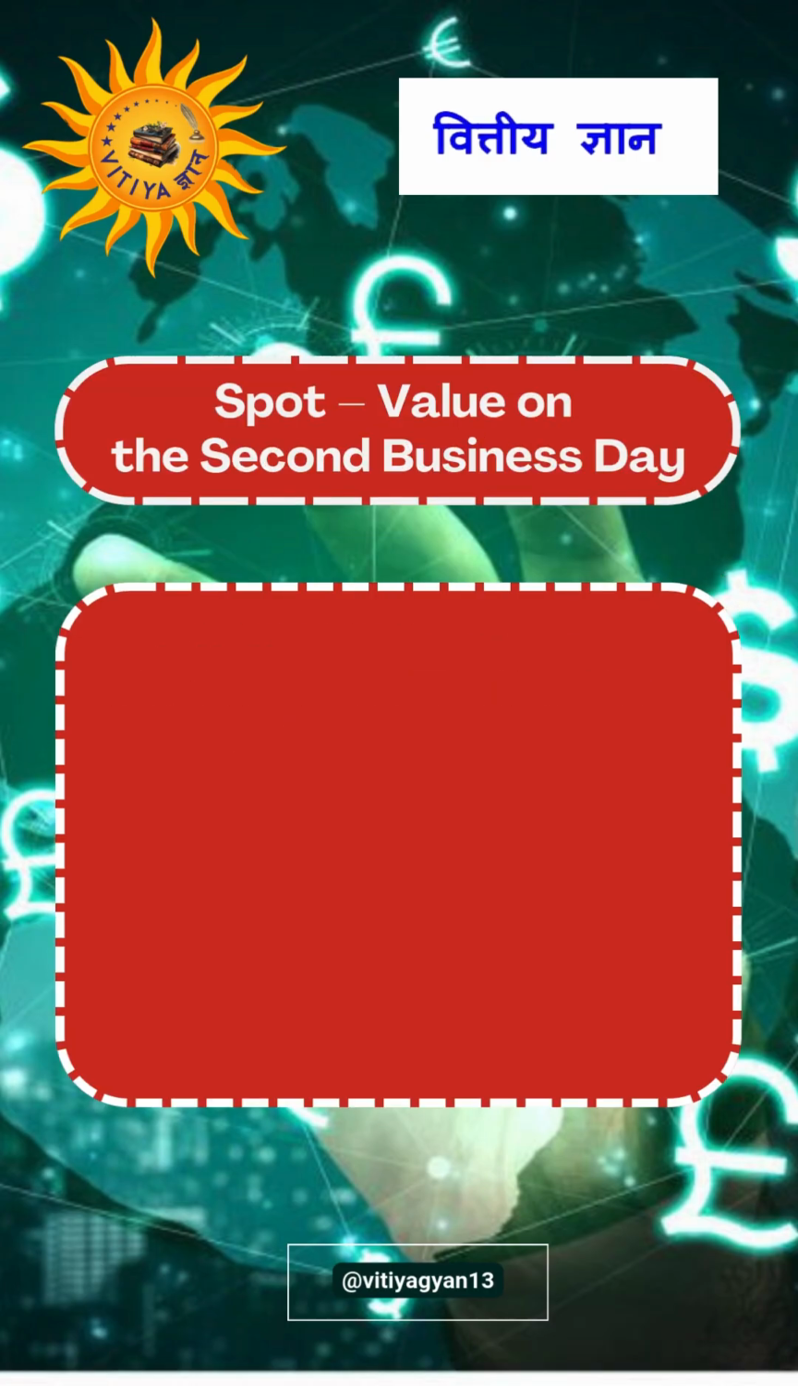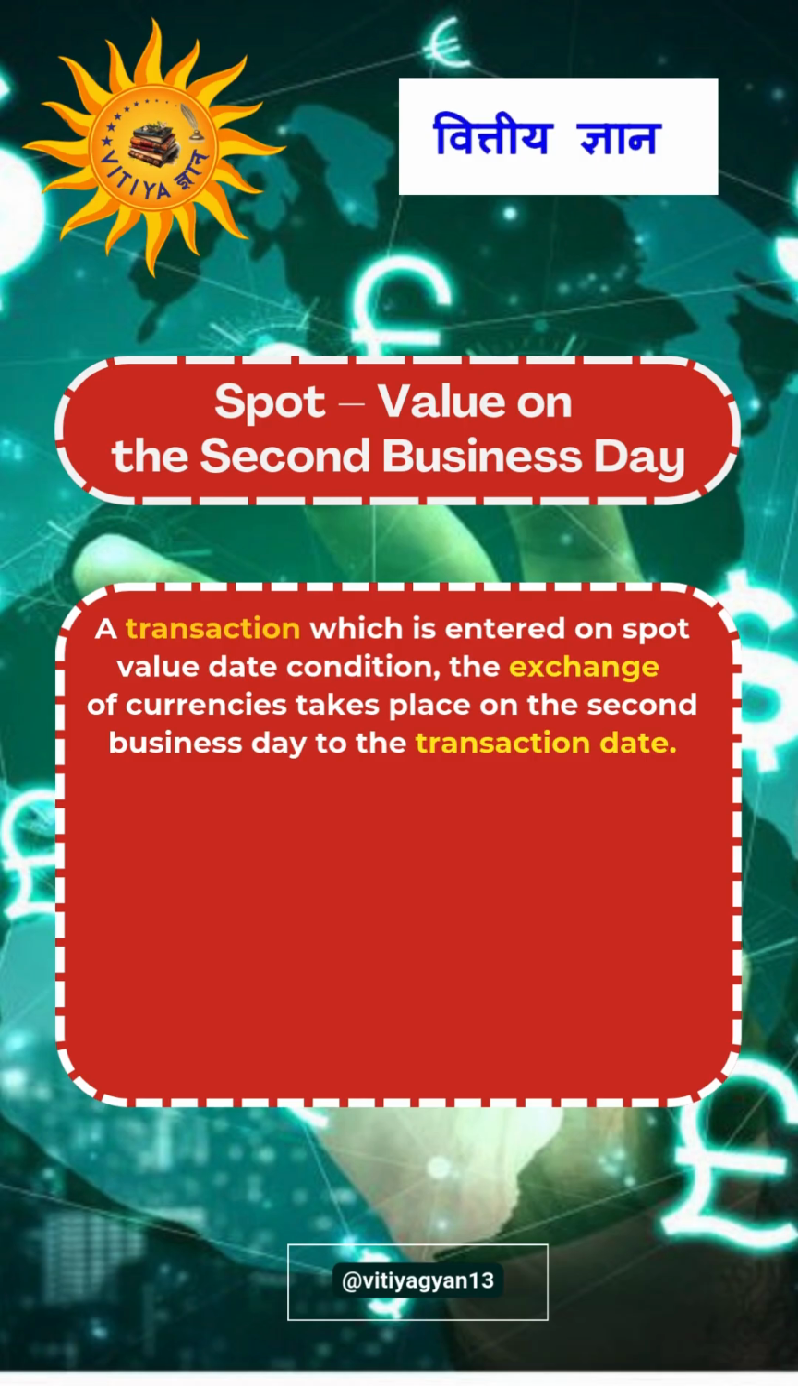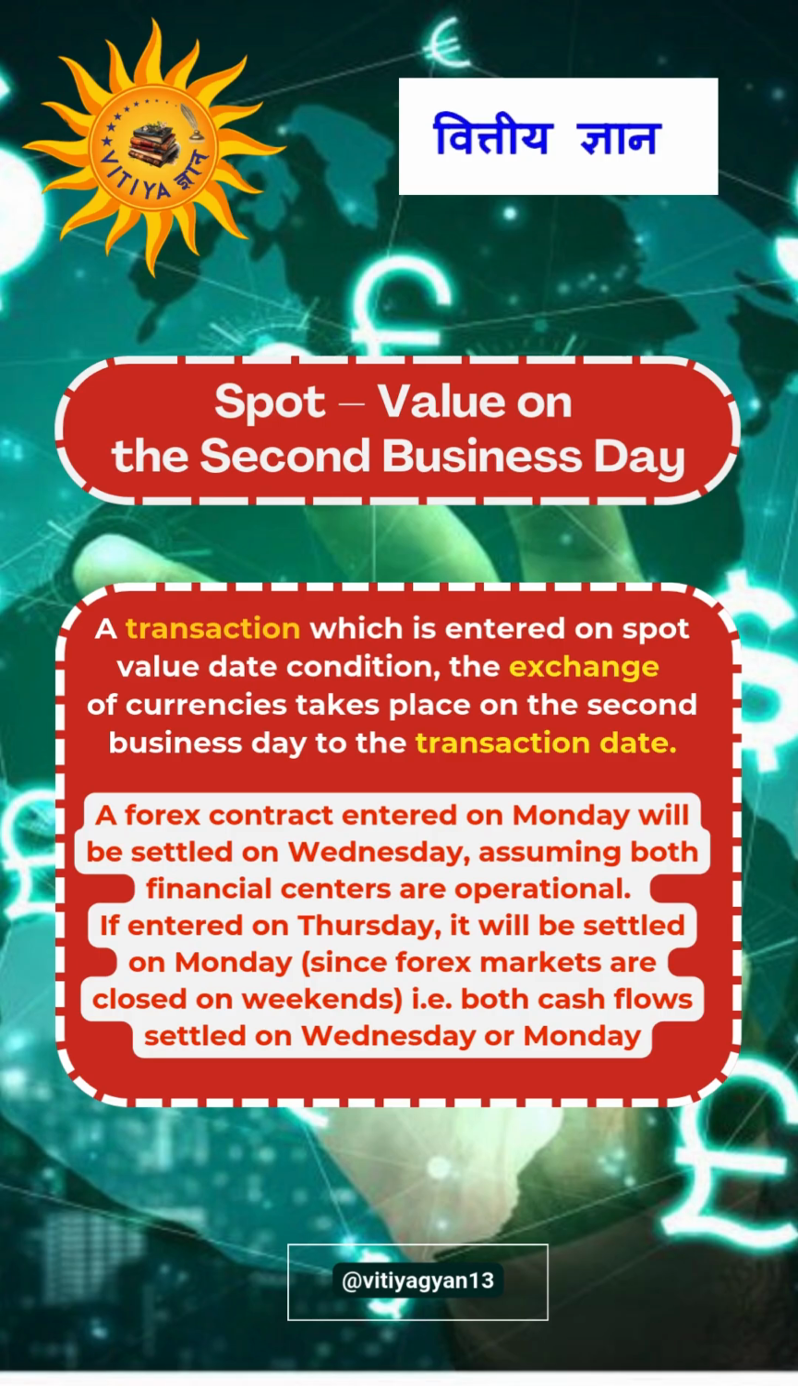The next one is spot value on the second business day. It means a transaction which is entered on spot value date condition. The exchange of currencies takes place on the second business day to the transaction date. Let's understand with an example. For example, a forex contract entered on Monday will be settled on Wednesday, assuming both financial centers are operational. If entered on Thursday, it will be settled on Monday, since forex markets are closed on weekends. That is, both cash flows settled on Wednesday or Monday.